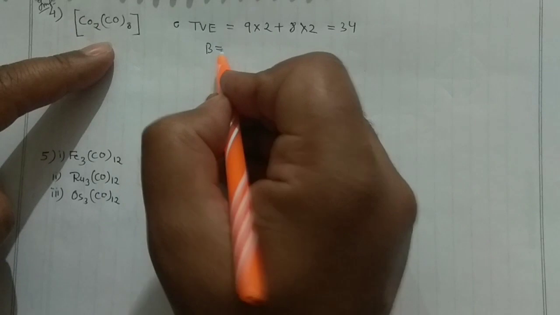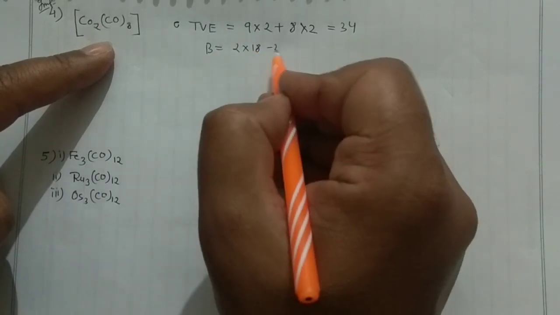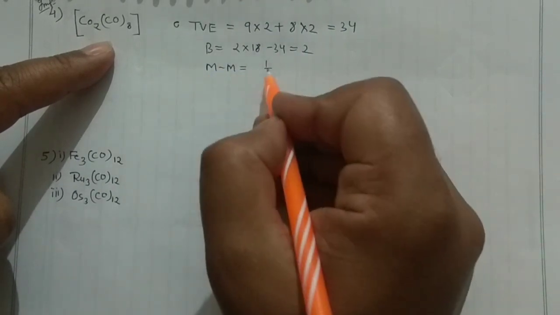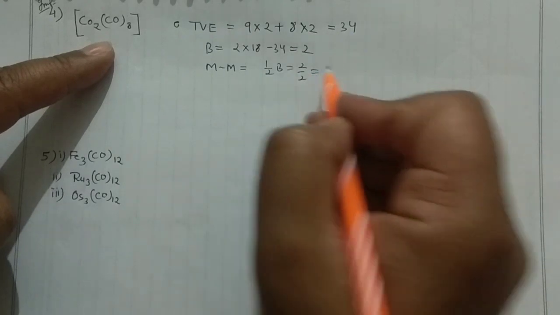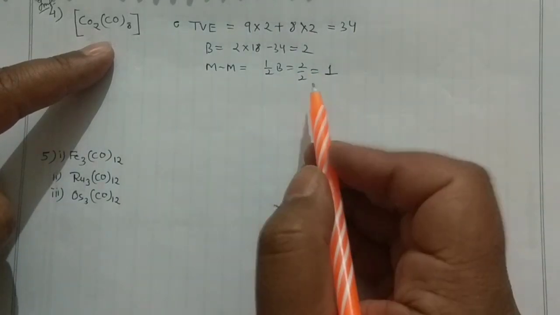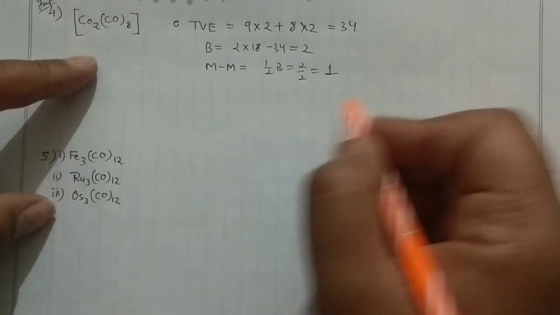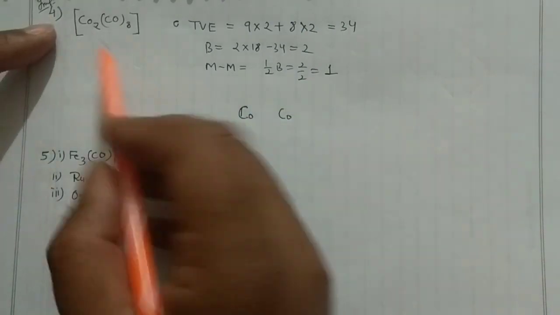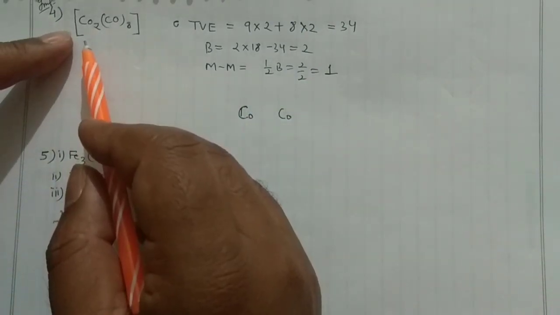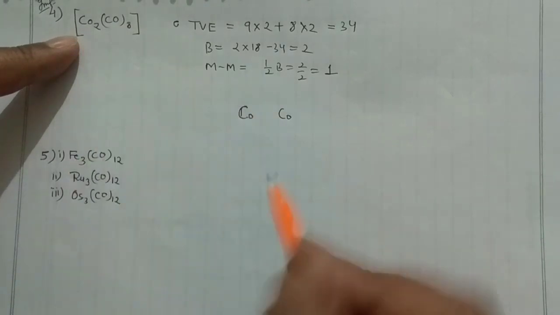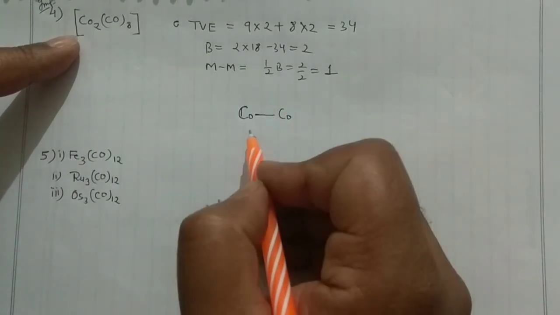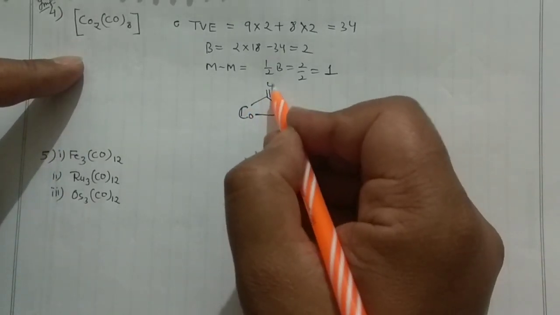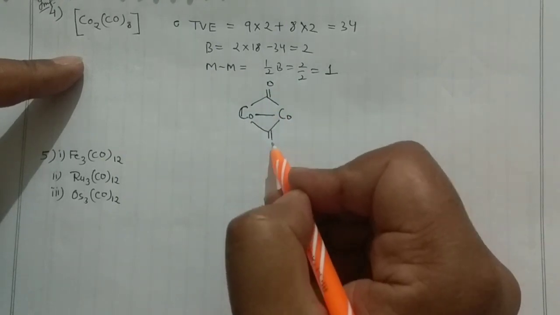If you determine the value of B, that will give you 2 into 18 minus 34. Again, this will give you 2. If you determine the metal-metal bond, that is half of B, that means 2 by 2, which equals 1. This simply indicates that you have a cobalt and another cobalt, and remember it's a first transition series metal. So definitely the bridges must be there. First of all you connect that metal-metal bond. Now you have to go for the bridges, so one bridge in that manner and one bridge in that manner you can write.